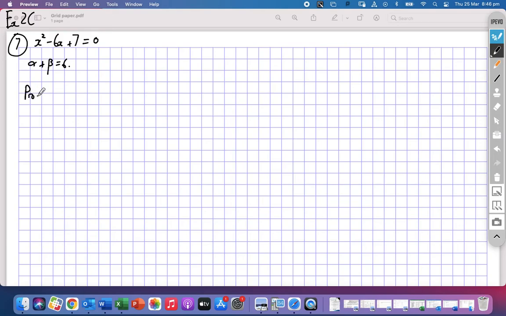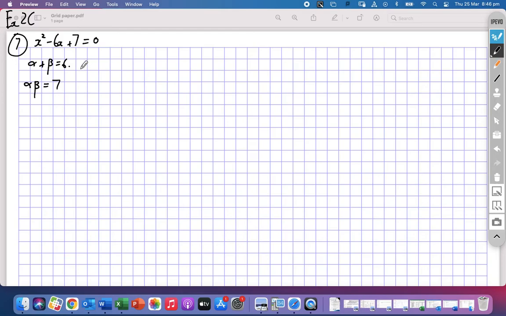Now if I think about the product of roots, that equals c on a. Right, from here it would be 7 on 1. 7, right? So I'm going to write this. If root 1 is alpha and root 2 is beta, and we do a product, we would get 7. Okay.